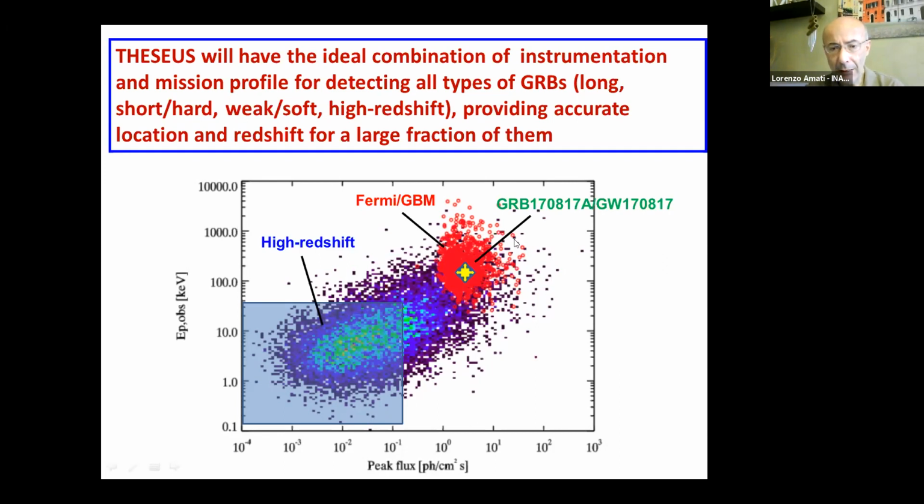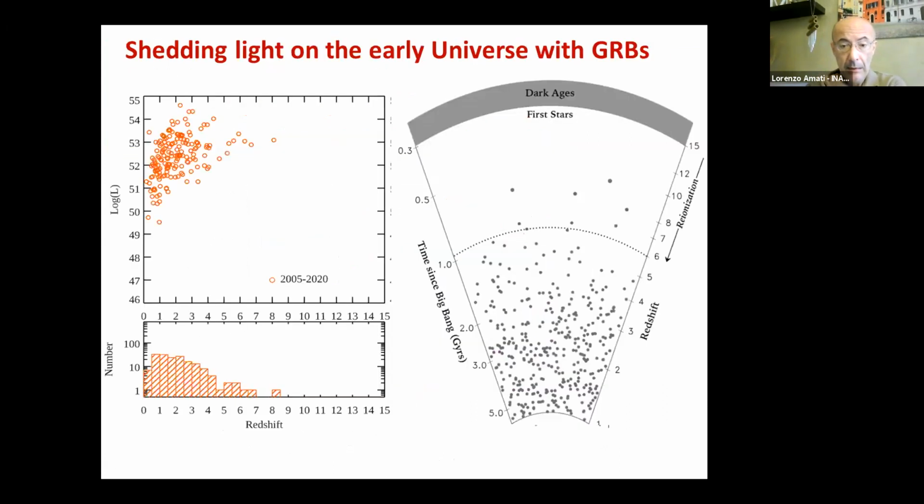And still keep the sensitivity to detect harder gamma ray bursts, like the short ones for multi-messenger astrophysics. So to give an idea, a mission like Theseus for the high redshift gamma ray bursts, and so the cosmology with gamma ray bursts, the early universe with gamma ray bursts. This is the current scenario in terms of luminosity versus redshift on the left, and on the right, in a cosmic context. This is the situation.